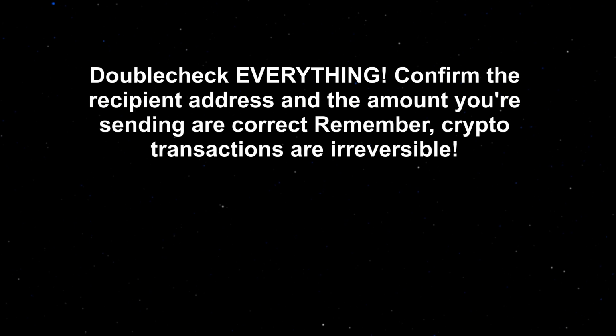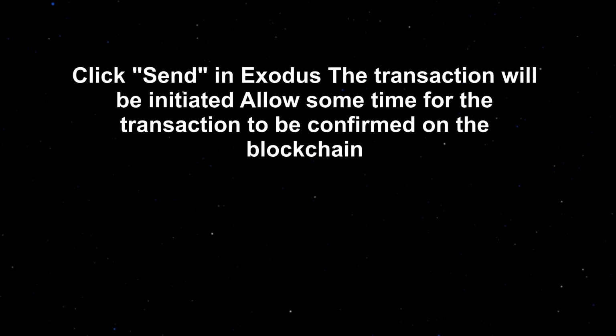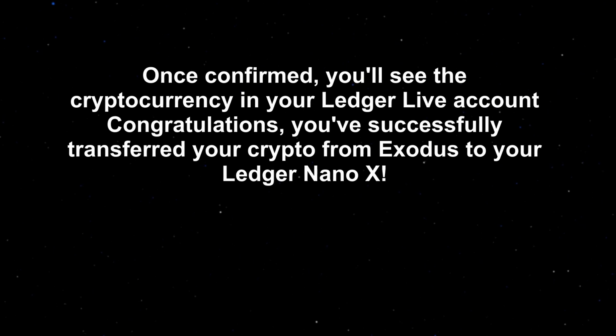Remember, crypto transactions are irreversible. Click Send in Exodus. The transaction will be initiated. Allow some time for the transaction to be confirmed on the blockchain. Once confirmed, you'll see the cryptocurrency in your Ledger Live account. Congratulations, you've successfully transferred your crypto from Exodus to your Ledger Nano X.